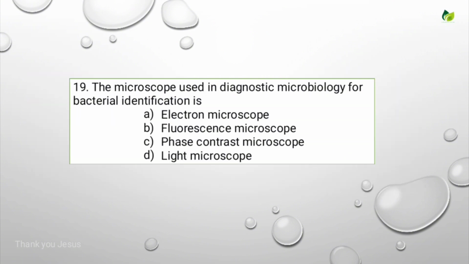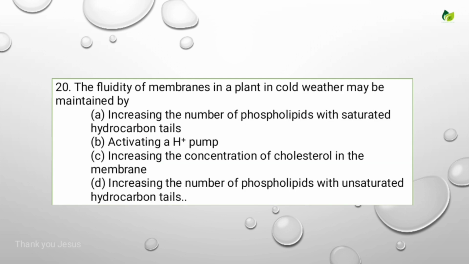The microscope used in diagnostic microbiology for bacterial identification is: electron microscope, fluorescence microscope, phase contrast microscope, light microscope. So the correct answer is fluorescence microscope. Let's see the next question.